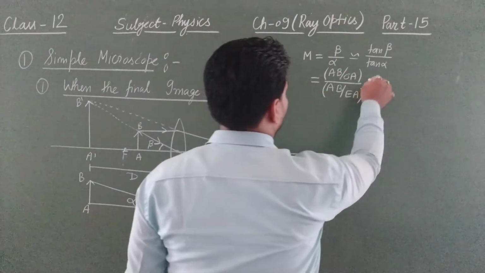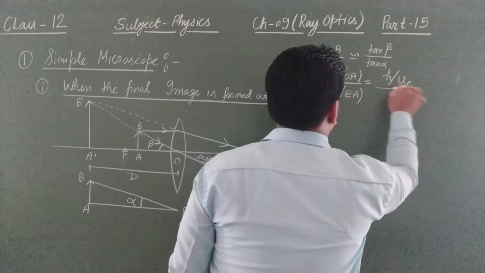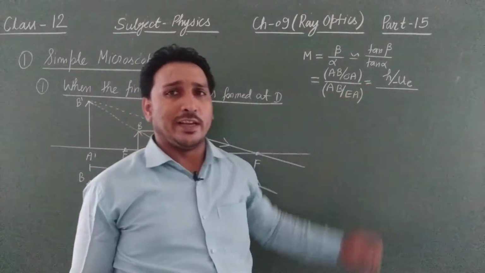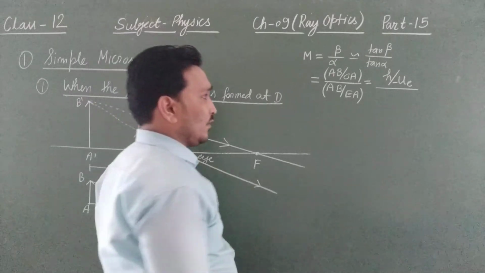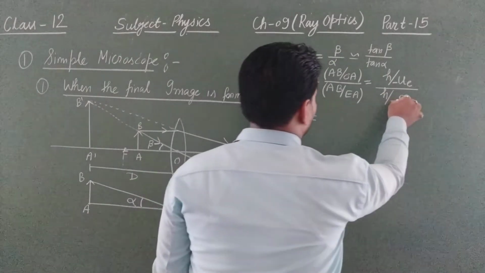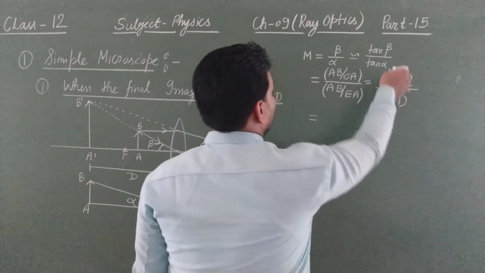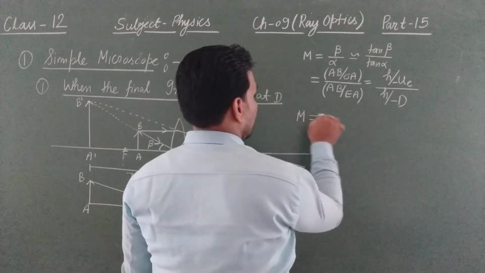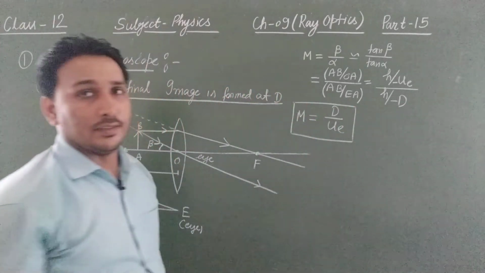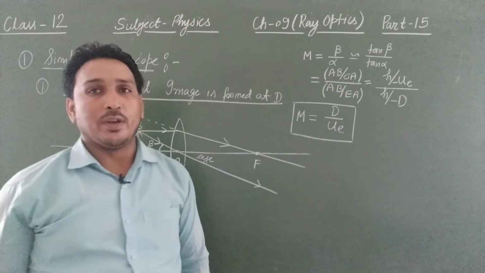Let the height of the object be h. OA is the object distance and it has to be negative. I have written E because we have kept our eyes over here. AB is h and what is EA? It is D. So h and h will be cancelled out. D should also be minus because from E to A we are going opposite to the direction of incidence of light. So h and h will cancel out, minus and minus will cancel out, M comes out to be D upon UE. This is the general formula for magnifying power for a lens. If the final image is formed at capital D, this is the general formula for magnifying power.